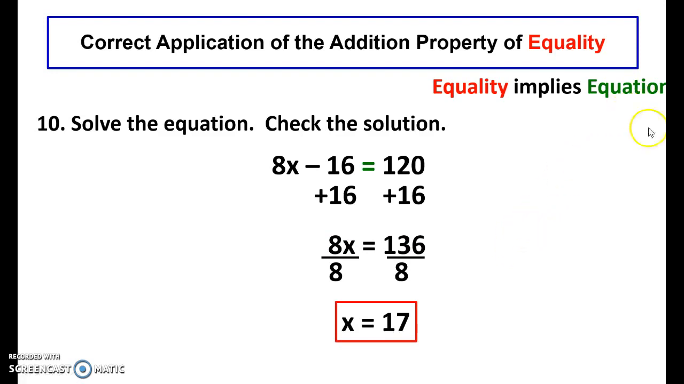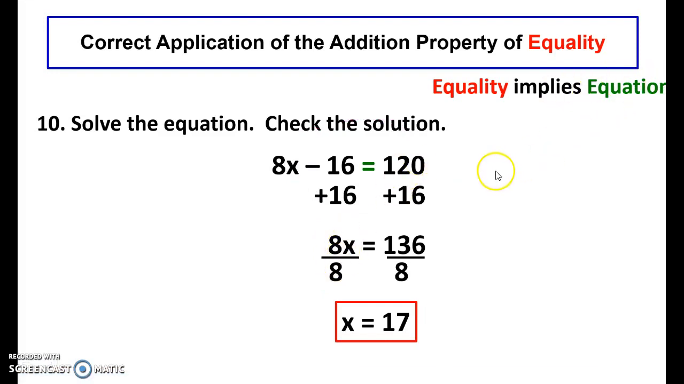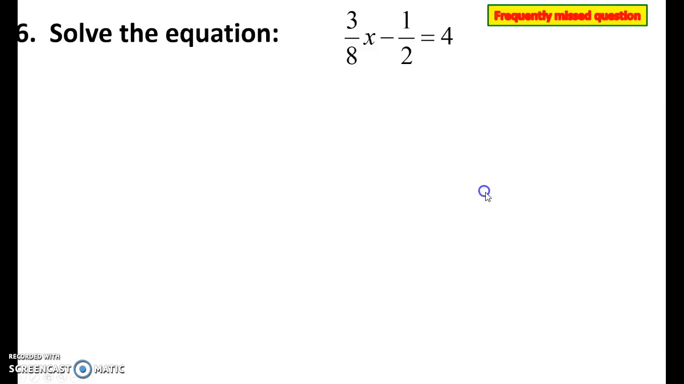Now, if you've got time at the end of the test, what you want to do is plug 17 back in right here, multiply by 8, subtract 16, and see if you don't get 120. Double checking your answers is a great way to get 100% on this test, on all tests.